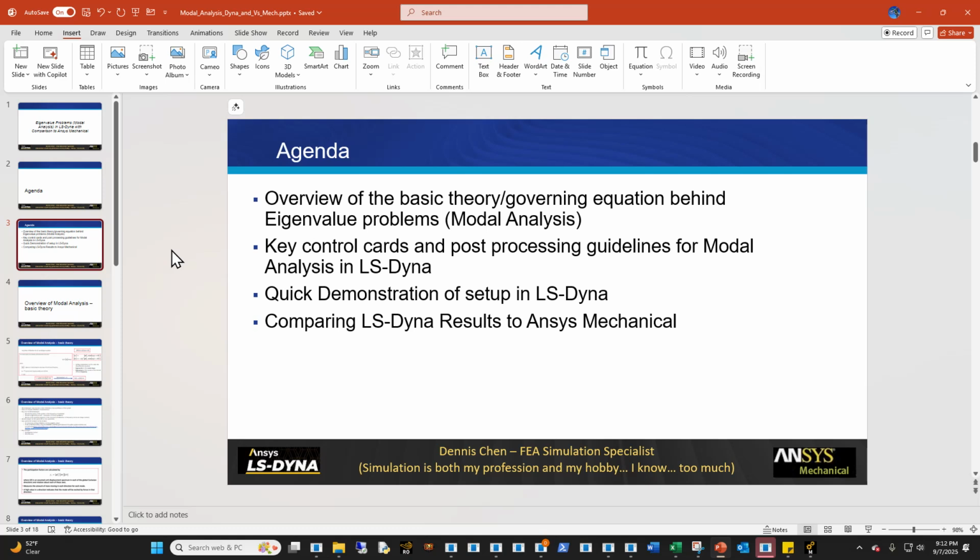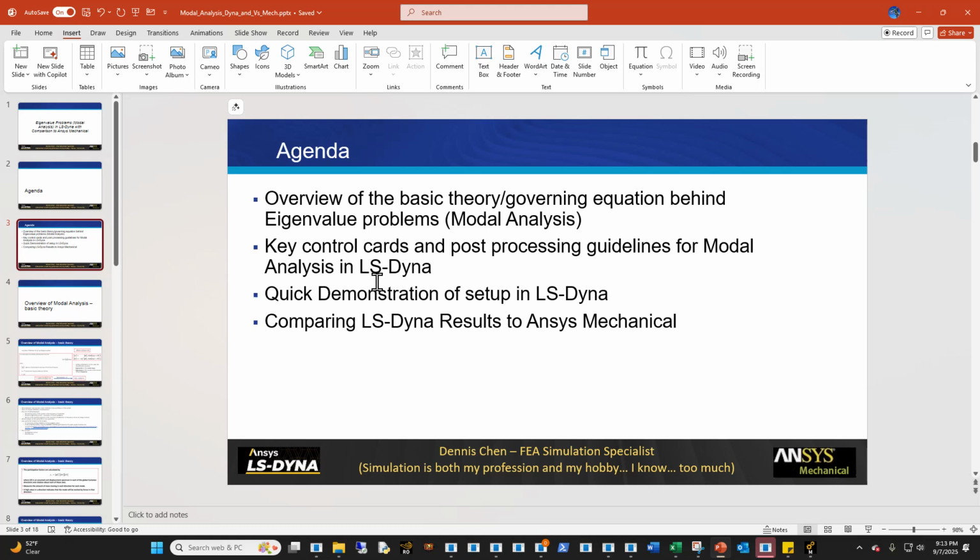We're also specifically looking at LS-Dyna, looking at the key control cards and the post-processing method for LS-Dyna inside LS-PrePost. That's really inherently what's different between Mechanical and LS-Dyna. And after that, we'll do a very quick demonstration inside to set up an LS-Dyna model. It's really so simple. I might just show the model itself and show the implementation of the control cards.